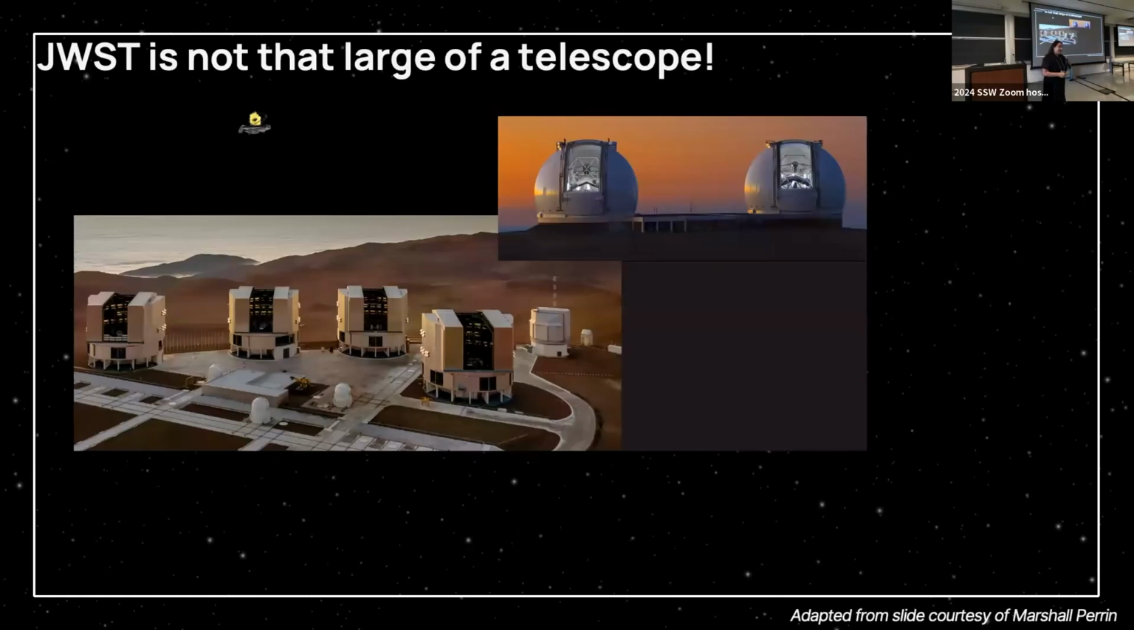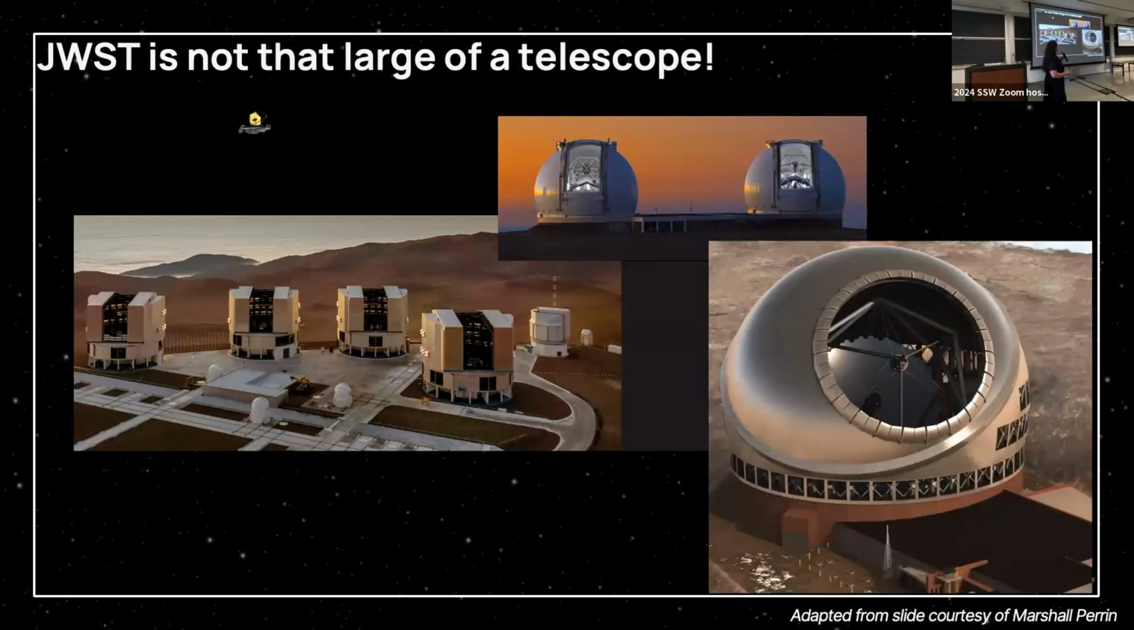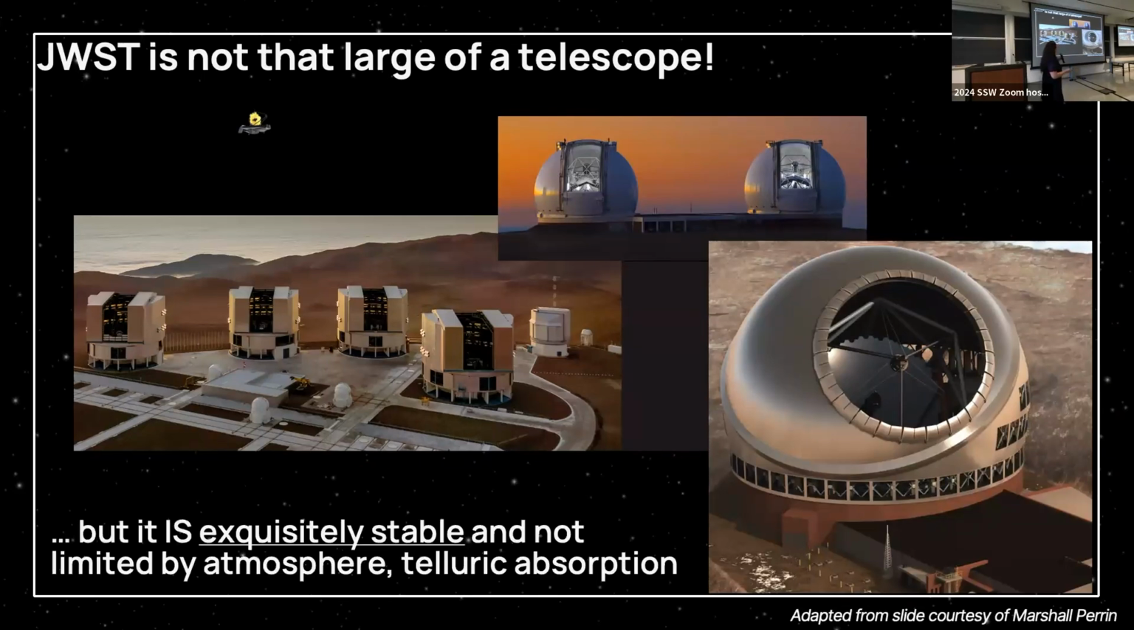I also want to remind us that it's not really a big telescope. So this is JWST shown to scale, images courtesy of Marshall Perrin, to Keck and to VLT. I'll just let you imagine in your mind's eye for a moment. There's TMT, what we have on the horizon. And even though JWST is not that large, it has all these features that are great for high contrast imaging.